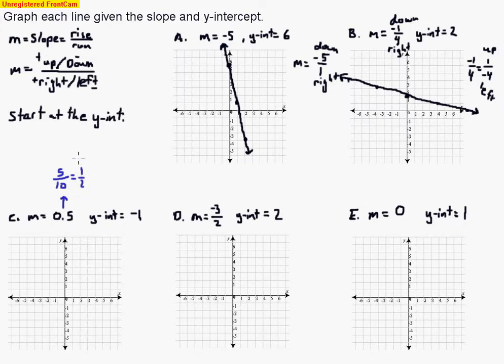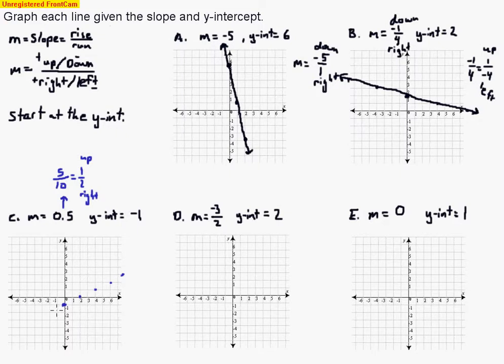Now this is telling me to go up, and then it's a positive 2, so I go right. And from there, I'll start at my -1, so I'm going down 1 space. But then from there, I'm going up 1, right 2. And since this is a small slope, small numbers, I can do it a bunch of times. And see, it kind of makes stair steps.